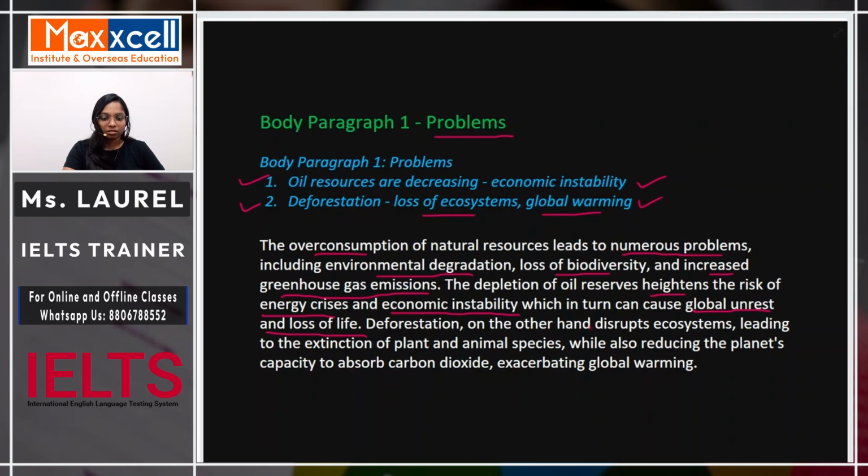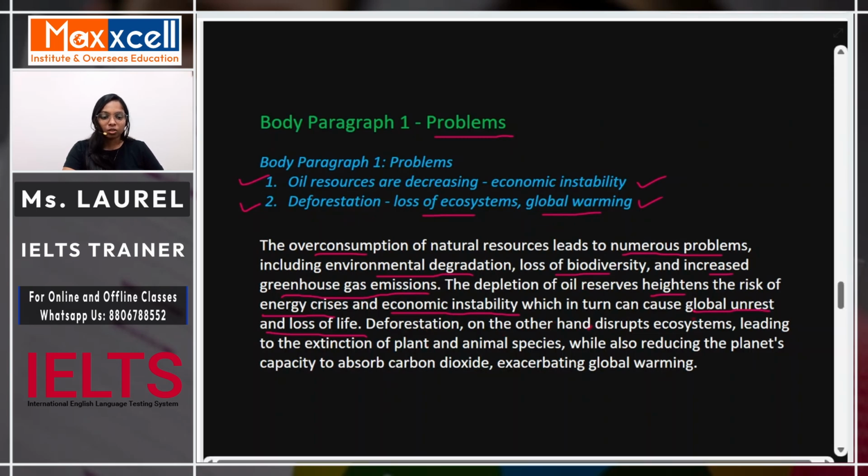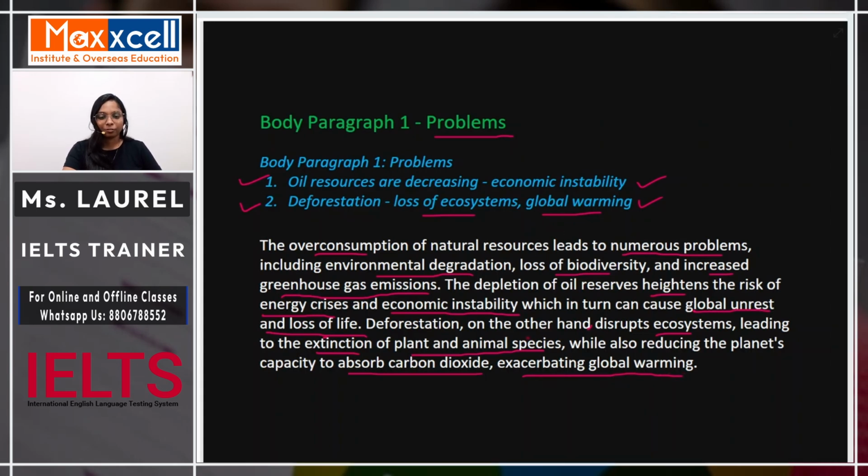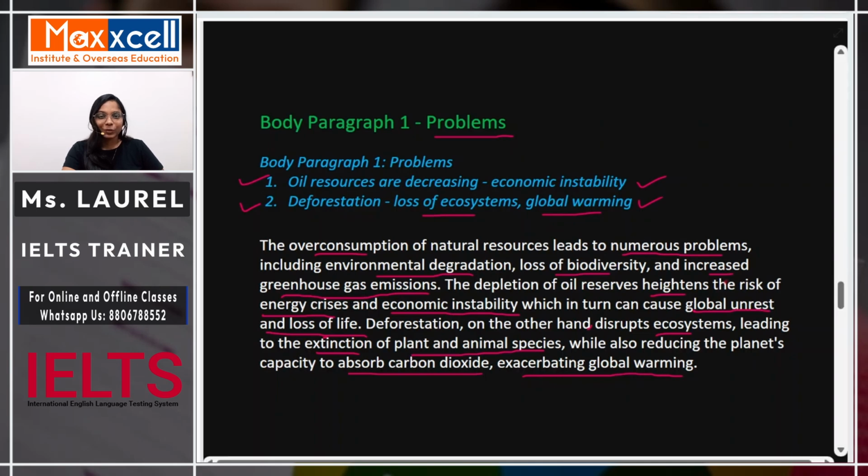Deforestation, on the other hand, disrupts ecosystems, leading to the extinction of plant and animal species, while also reducing the planet's capacity to absorb carbon dioxide, exacerbating global warming. So this is the complete paragraph 1. Here you can see that we have covered all the points that we had made before, and this has guided our writing here. Correct? So I hope you're also noting down some good words from these.